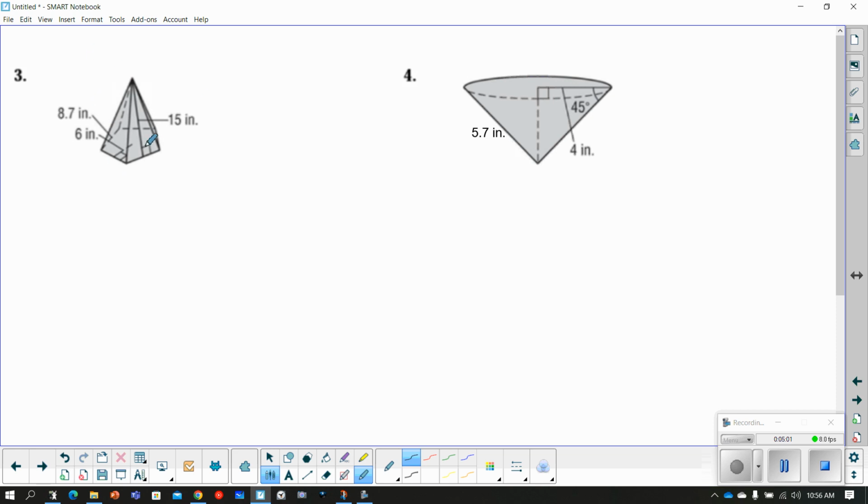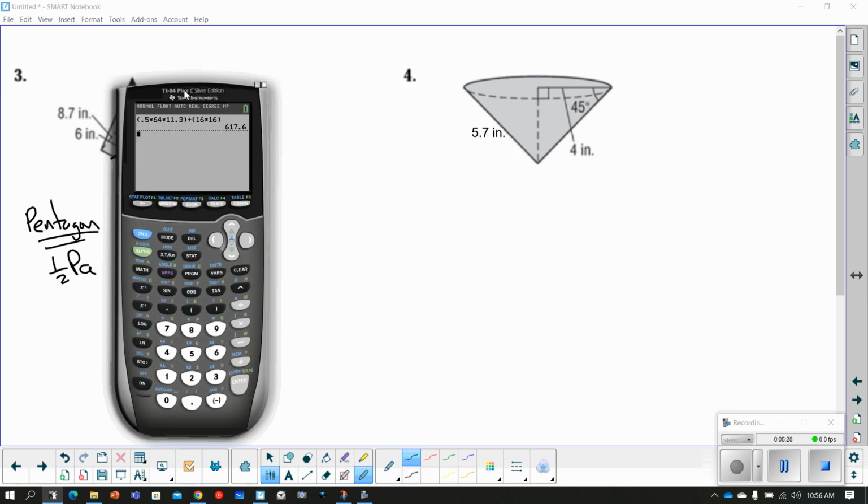Okay, two more questions. This one we need to find the surface area. The base in this case is a pentagon. So you may remember the area of a pentagon. The pentagon base is 1/2 times the perimeter times the apothem. Apothem is right there, 6. Okay. Perimeter, 8.7 one side. There's 5 of them. So let me get my calculator here.